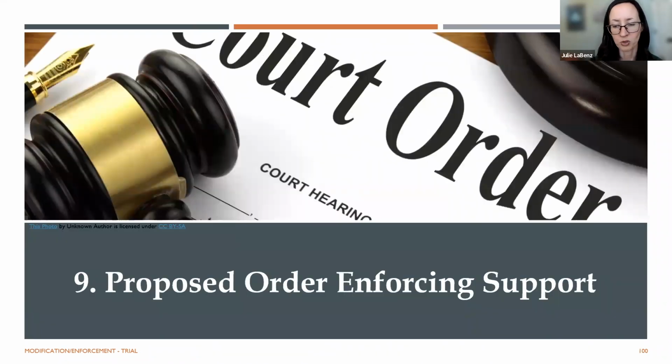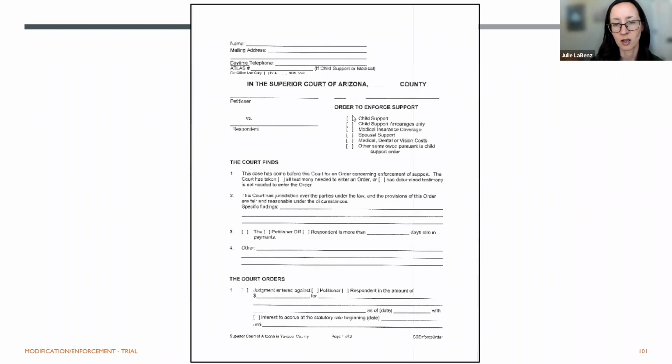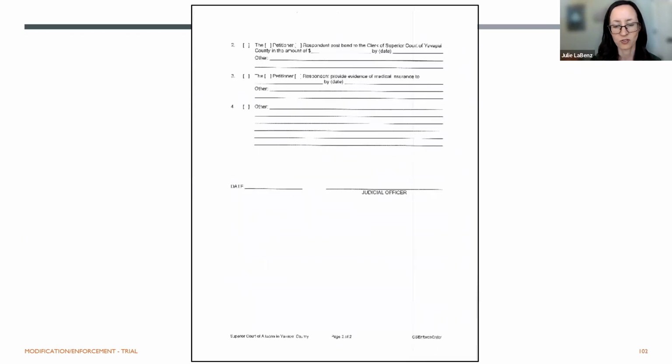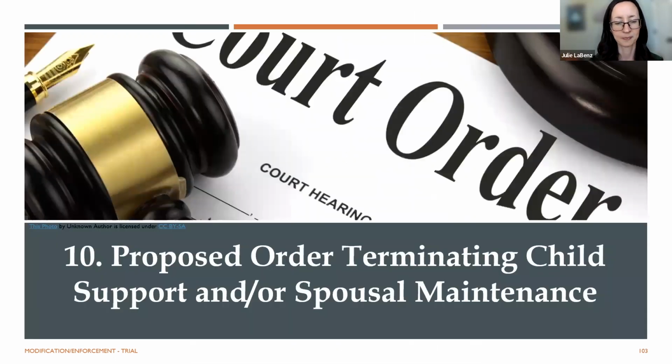Let's look at the proposed order enforcing support. This is a Yavapai County form. You can fill in the name of your county here, and you can use this form if you're looking to enforce child support arrearages only, medical insurance coverage, spousal support, medical, dental, or vision costs, or other sums owed pursuant to a child support order. So you just fill this form out.